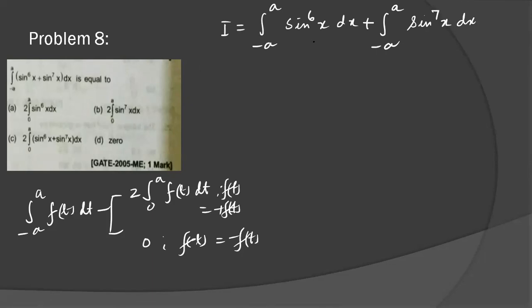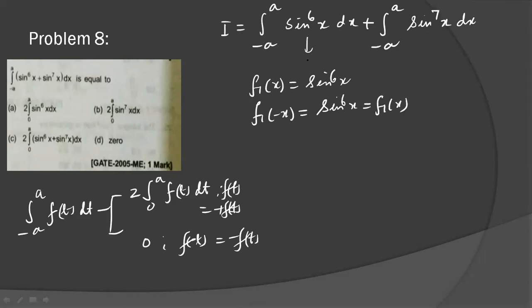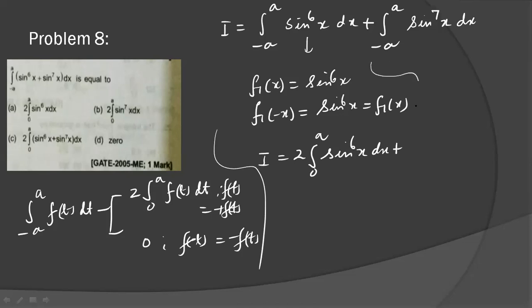Now you can see that if we suppose f1(x) as sin^6(x) and use f1(-x), it will be sin^6(x) because the power is an even number. So this is an even function, so it can be written as 2 times the integral from 0 to a of sin^6(x) dx.